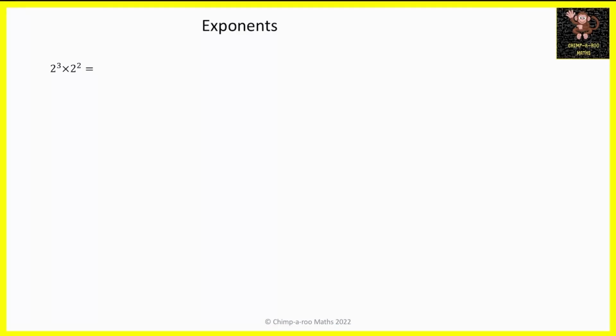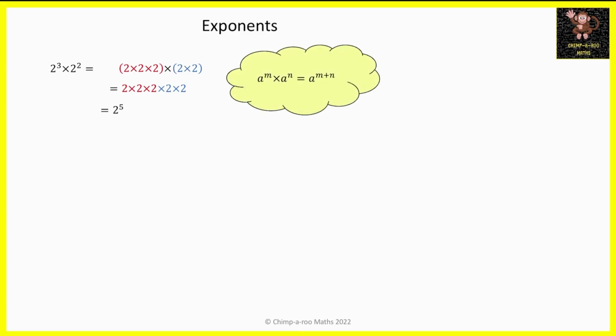Laws of exponents. If we begin with looking at how to write 2 to the power of 3 times 2 to the power of 2 in a simpler form, we write them out: 2 times 2 times 2 times another 2 times 2. Altogether, there are five 2's all multiplied together, so that's 2 to the power of 5. The quick way to do it is add the exponents. So a to the m times a to the n goes a to the m plus n.